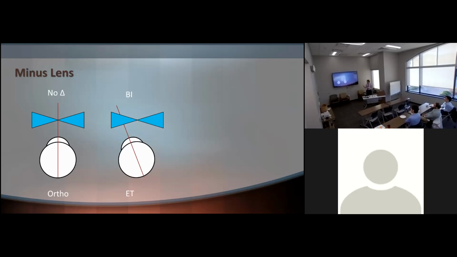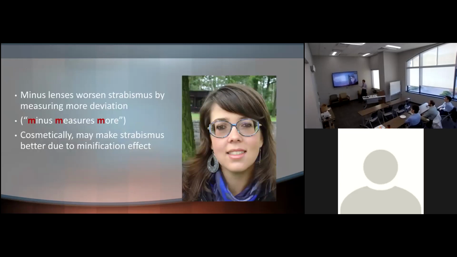So it will be base-in effect on esotropia and base-out effect in exotropia, which again defeats the purpose because exotropia is measured and corrected by base in, not base out. Right? So again, the negative here is like a negative person who looks at the negative things, like the empty part of the cup, and makes it worse. So we have the mnemonic: minus measures more.